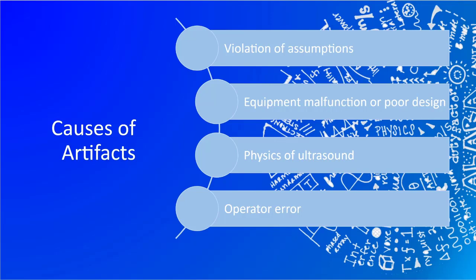So the main causes of artifacts are going to be these violation of assumptions. There's 6 of them. Again, we'll talk about them shortly. But there are some other factors that you as a sonographer might introduce or broken equipment might introduce. So it's important that you understand ultrasound physics, and it's important that you know how to troubleshoot your machine so you can rule out machine malfunctioning as a cause of artifact.